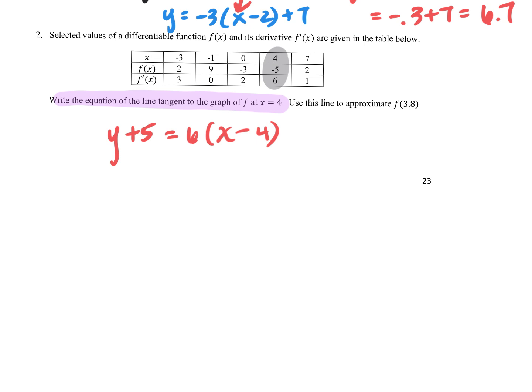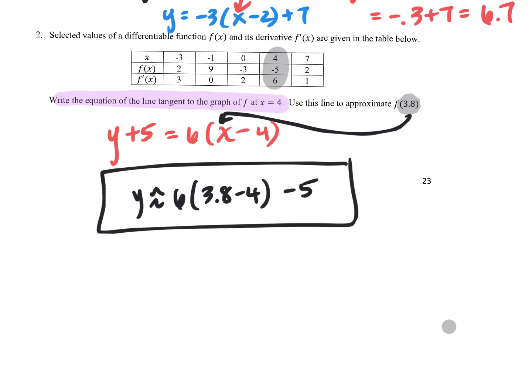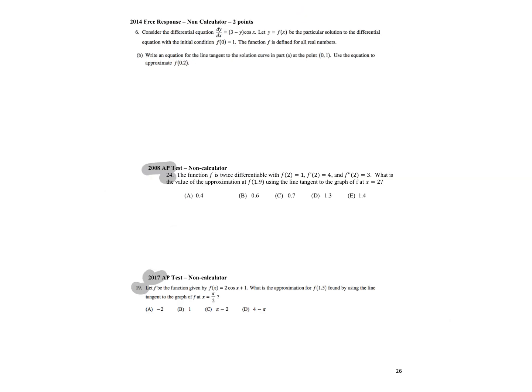Done. That's the equation of the tangent line. They said, hey, use that equation of the tangent line to approximate not when x is 4, because that's what we use to write the equation of the tangent line, but when x is 3.8. So all we have to do is plug in a 3.8 right there. I'm going to move my 5 at the same time. I'm going to say 6 times 3.8 minus 4 minus 5. Done. So let's do 2008, then 2017.